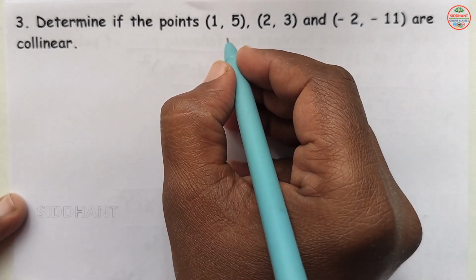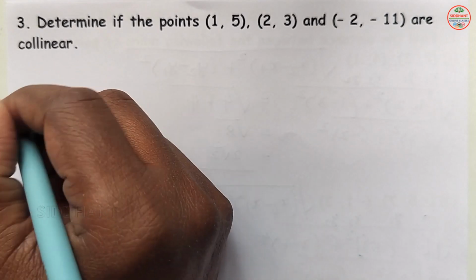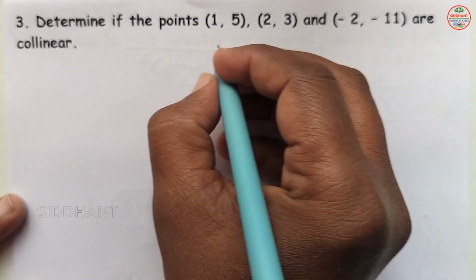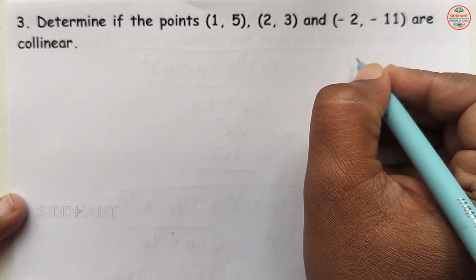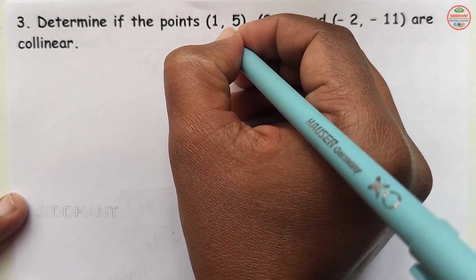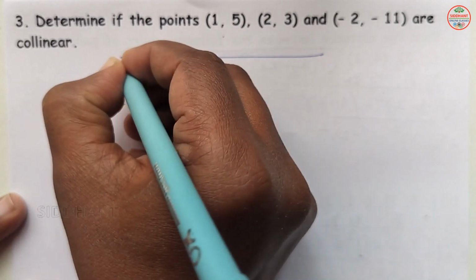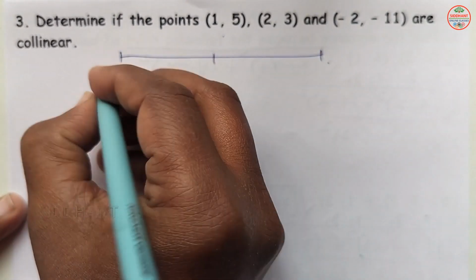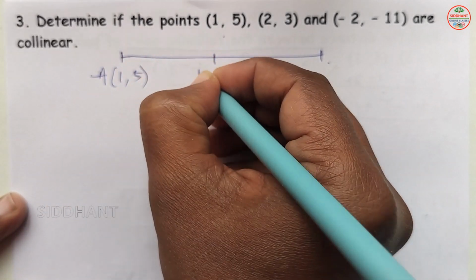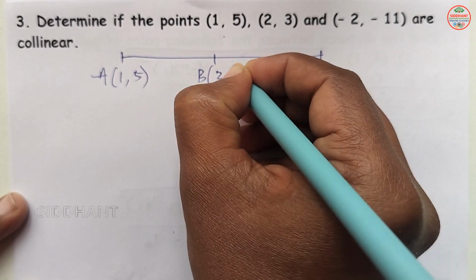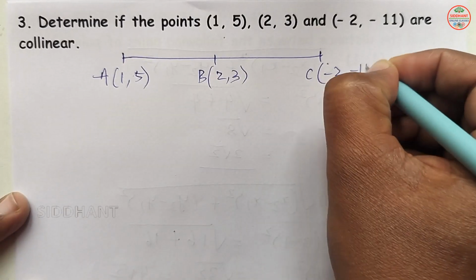Question number 3. Determine if the points (1, 5), (2, 3) and (minus 2, minus 11) are collinear. Collinear means all the 3 points should be on the same line. So let A be (1, 5), B be (2, 3), and C be (minus 2, minus 11).